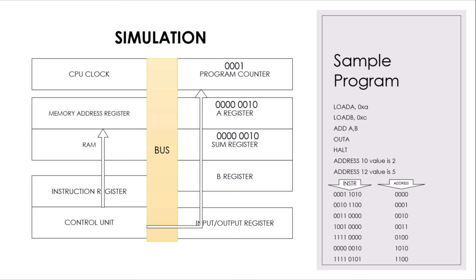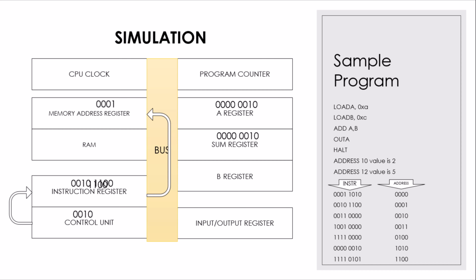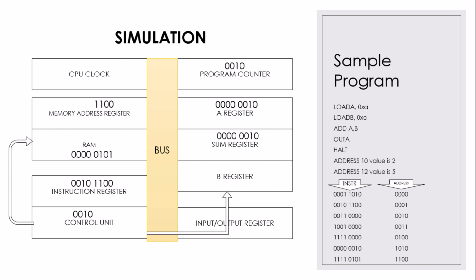The cycle is the same for the load B. Program counter out, memory address register in. Data on that RAM address is visible. RAM out, instruction register in. The current instruction becomes visible to the control unit. It prompts the instruction register to put out its address on the bus and the memory address register to read the contents of the bus. The data on that RAM address is now visible. The RAM puts out its contents and the B register reads it in. While this is done, the program counter also counts up.